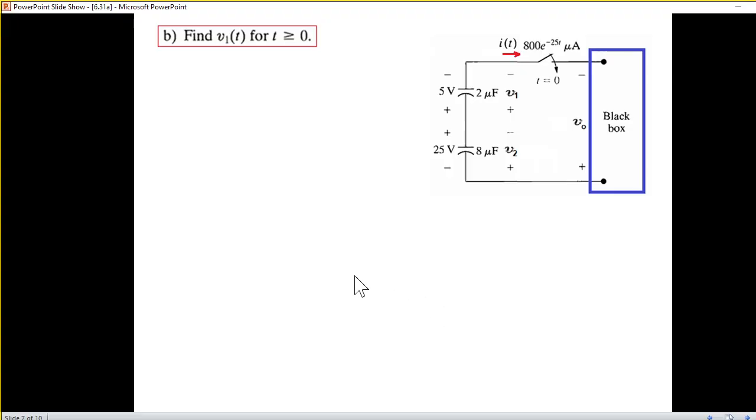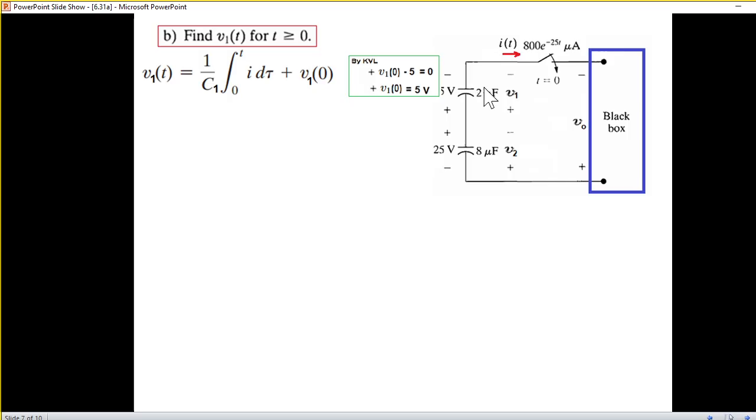So part A we have done. Now part B is V1(t). So we just use the same formula. In this case, V1(t) will be 1 over C1. So this we are calling C1, and then we have to find V1.